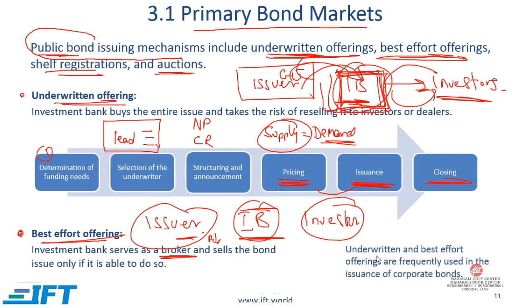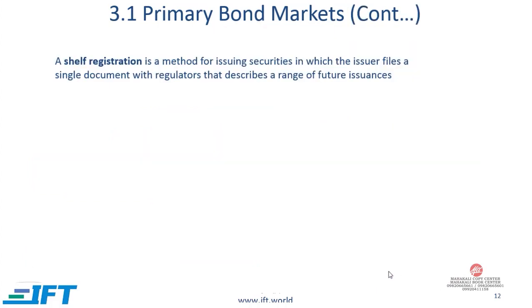As a general remark, these two methods, underwritten and best effort offerings, are frequently used in the issuance of corporate bonds. Another method used is called shelf registration. A shelf registration is a method for issuing securities in which the issuer files a single document with regulators that describes a range of future issuances. So the big benefit of this approach is that it reduces issuance cost.